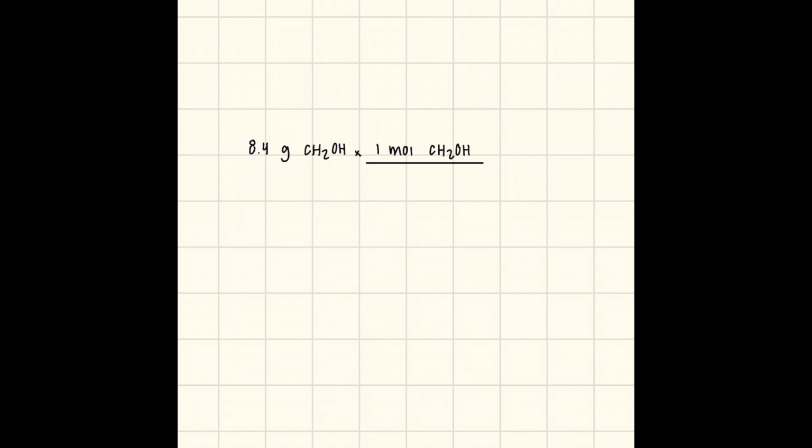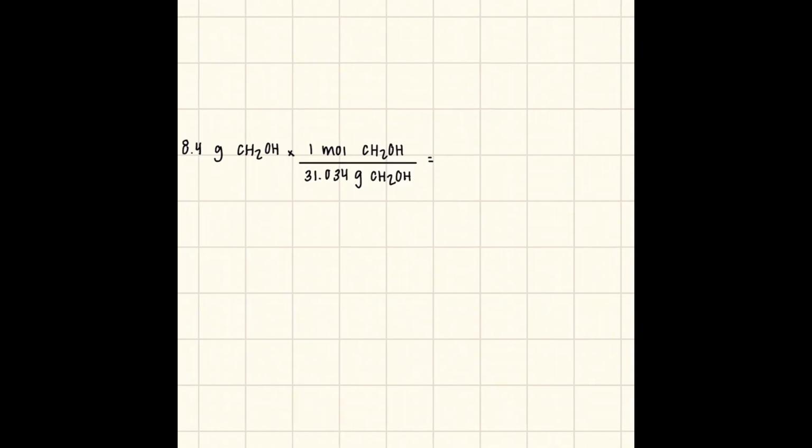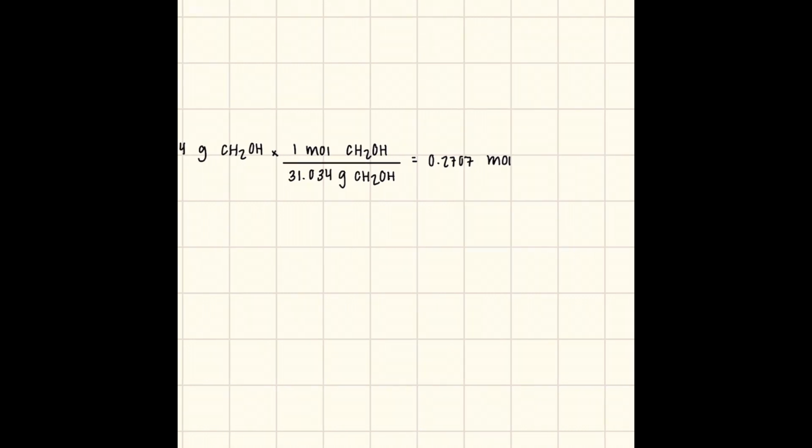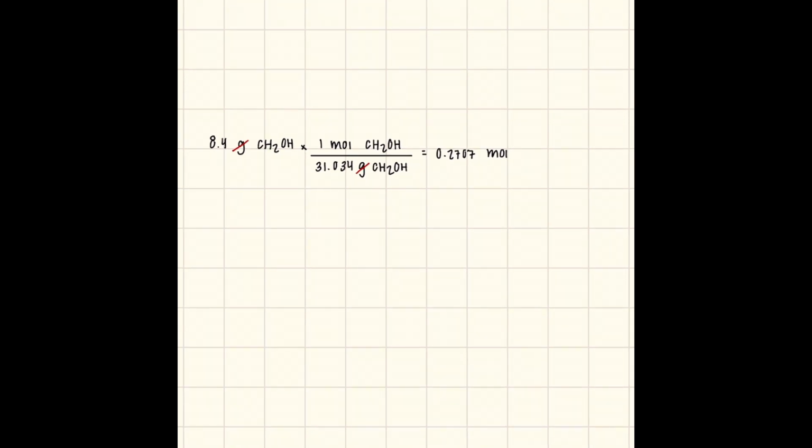We do this because the grams will eventually cancel each other out in this equation, and you'll be left with moles at the end, and that's what we are looking for in this problem. So now you're just going to do 8.4 times 1, which is still 8.4, divide that by 31.034, and when you put that in your calculator, you're going to get 0.2707 moles. Once again, the grams do cancel out, and that's why you're only left with moles. So now that we have our moles, we are able to solve for molarity.